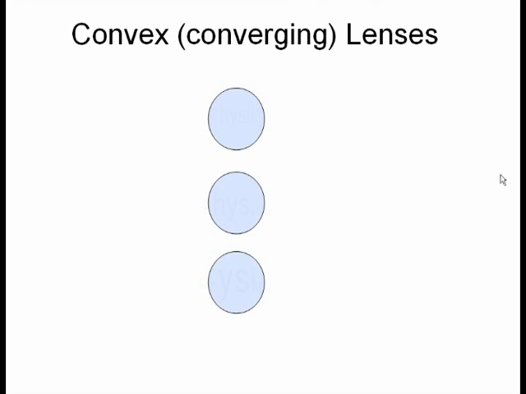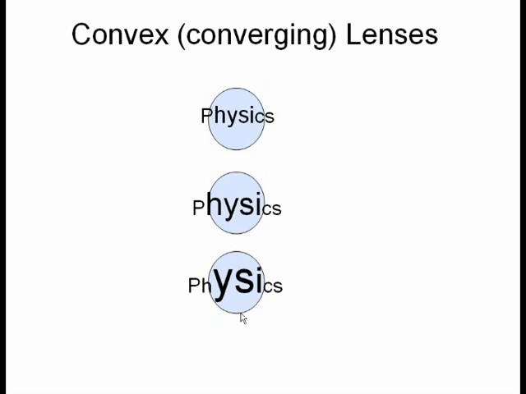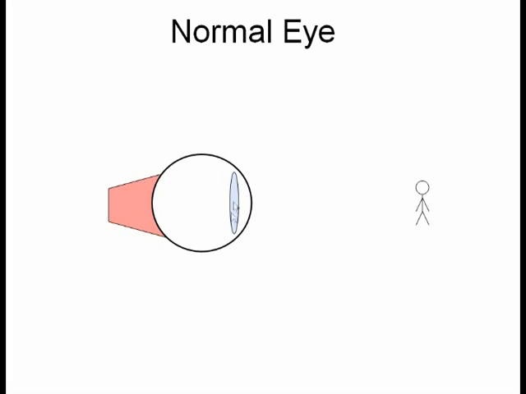Looking at the magnification, the thickest lens magnifies the most, going down to the thinnest lens magnifies the least. This should also make sense because if the lens was so thin that it was flat, then it wouldn't magnify at all. In your eyeball we have a convex lens.